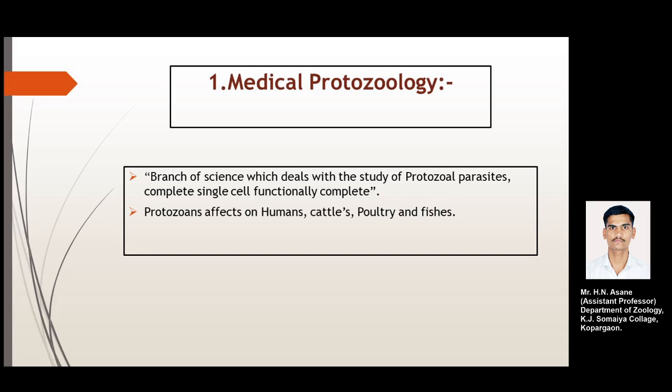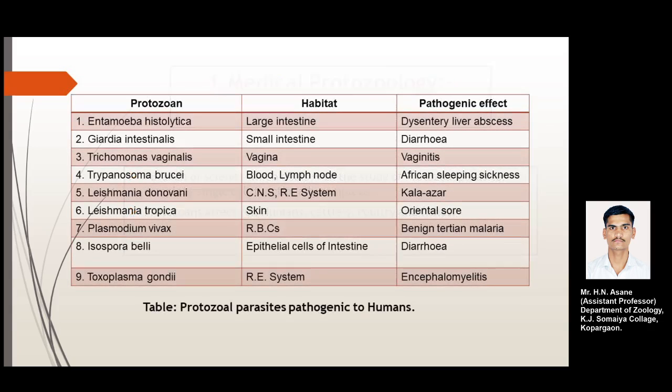So the following protozoan parasites are pathogenic to man. These are some protozoal parasites which are pathogenic to man, and the protozoan animals, their habitat and the pathogenic effect are listed in this particular chart. So let's see one by one.